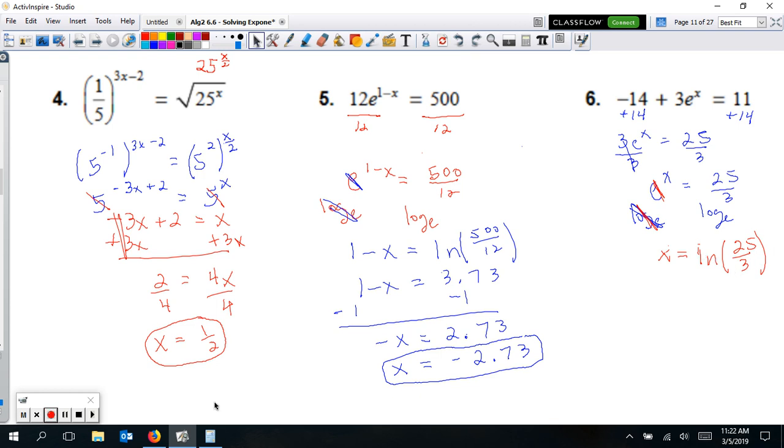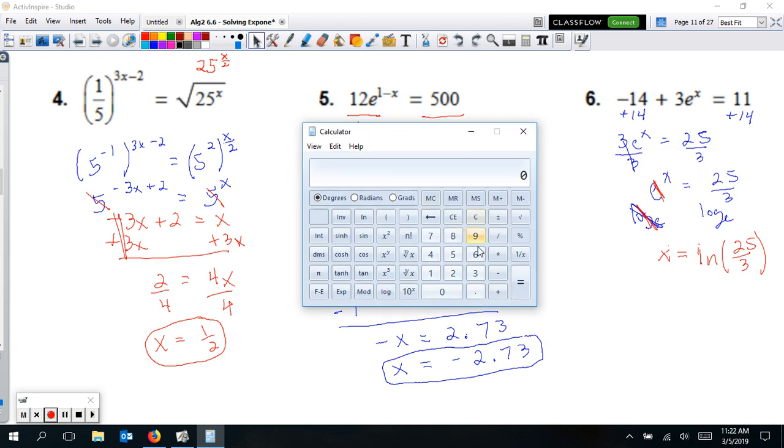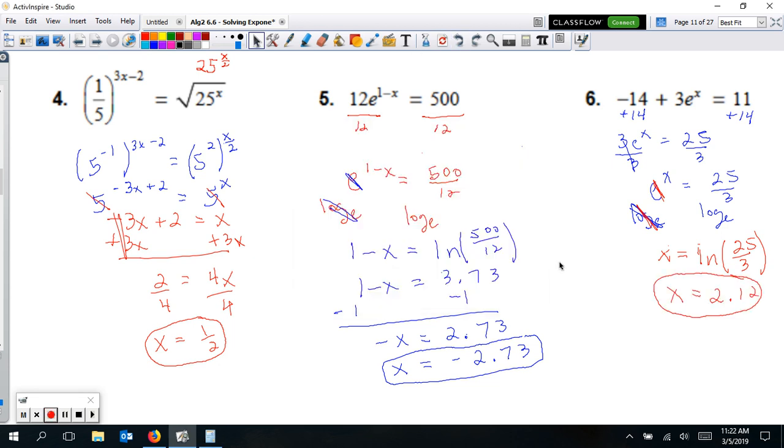And we can do the same things we did on the calculator before. So I can just clear that right there. 25 divided by 3. That will give me this decimal number, hit my natural logarithm, and there's my answer, 2.12 approximately. And so let's see, our answer there is right there, 2.12. That's what x equals.